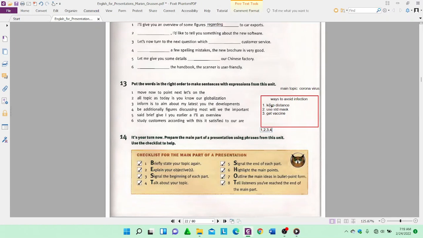Lalu kalau dia ada awal, pastinya dia juga ada akhirnya toh. Oke. Akhirnya adalah signal the end of each part. Yang 5 ya. Maksudnya begini. Kita sudah nih 1 2, lalu kita masuk ke poin 1. This leads directly to my first point, which is to keep a distance. Oke. Kita bilang tentang nomor 4 ya. Ini berarti 3 ya. Lalu talk about the topic.